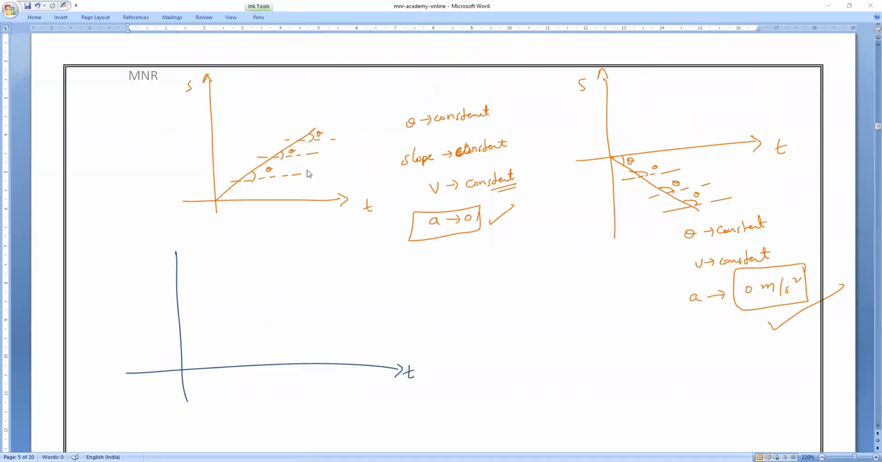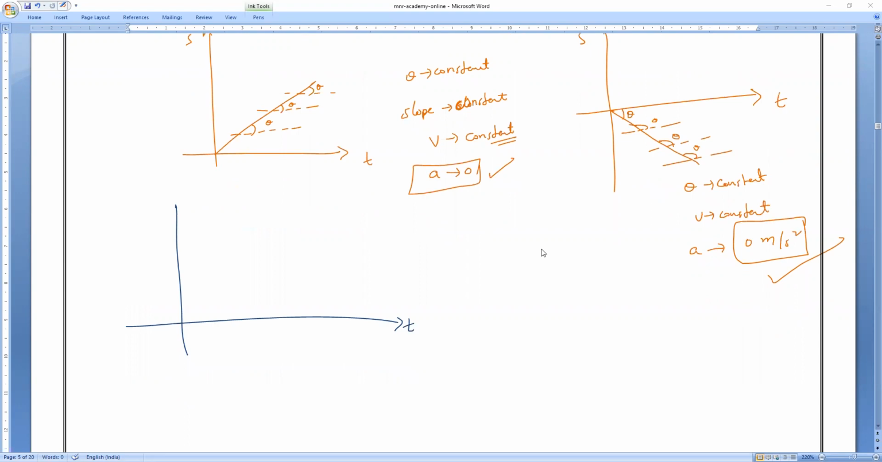So the next question. Be very careful. Whenever theta is constant, slope is constant, then v is constant, acceleration is 0. In a displacement versus time graph, if it is decreasing also, see that downwards graph, then also theta remains constant. So theta is constant, v is constant, a becomes what? 0. Clear? Understood?